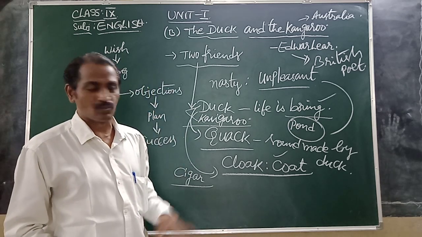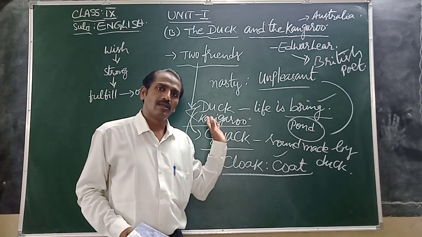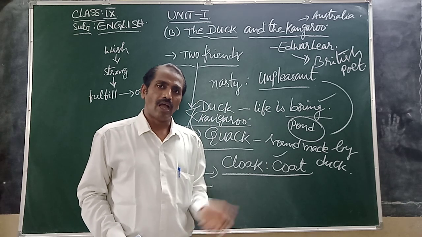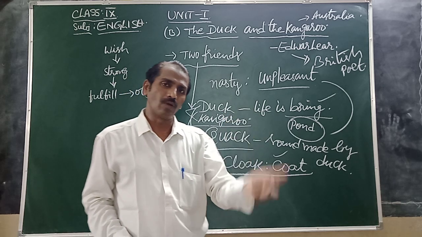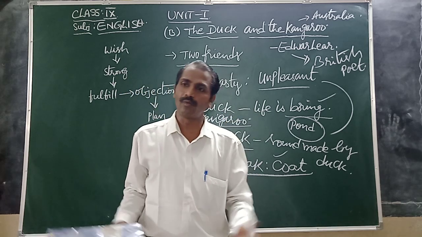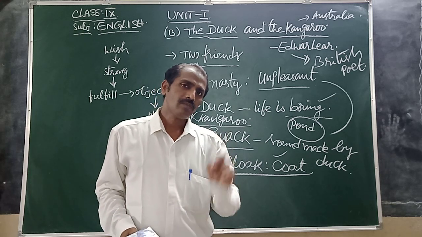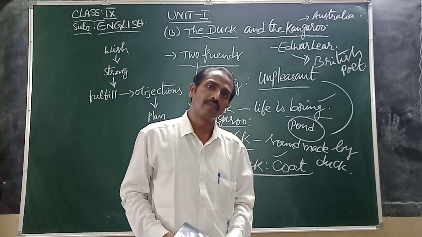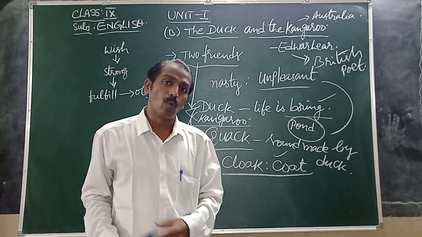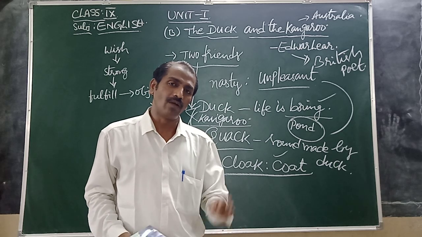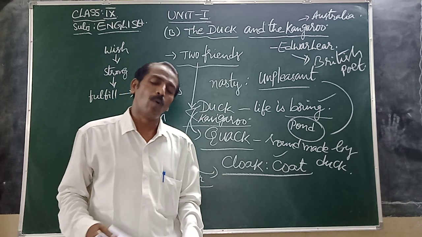So you understood this poem. Children, do one thing. A reading is completed and first unit B reading, that is the poem Duck and Kangaroo, the explanation is also completed. But I am reminding you of one thing, told many times: after my explanation, open your textbook, read twice or thrice and note down difficult words with the help of your textbook's vocabulary.